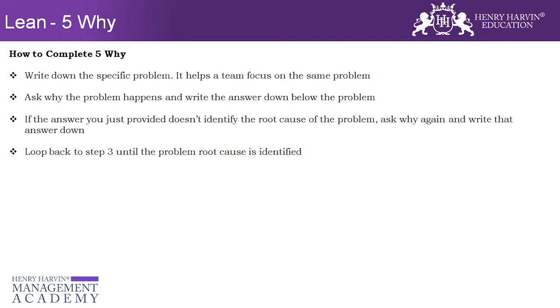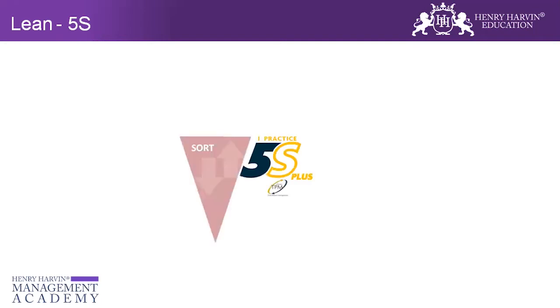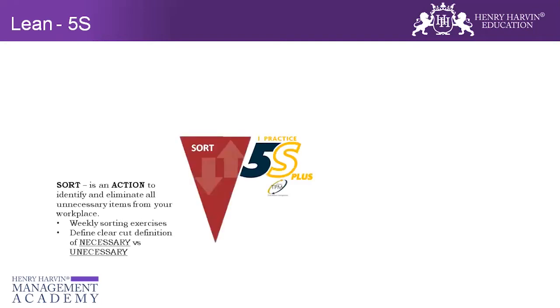We have to stop once we get an actionable view to get to the root cause. The next tool, the last tool of lean, is called 5S. This is last but not least. It is a standardized tool used at workplaces to identify if there's any sort of waste in the organization. Okay, so this is very, very important.